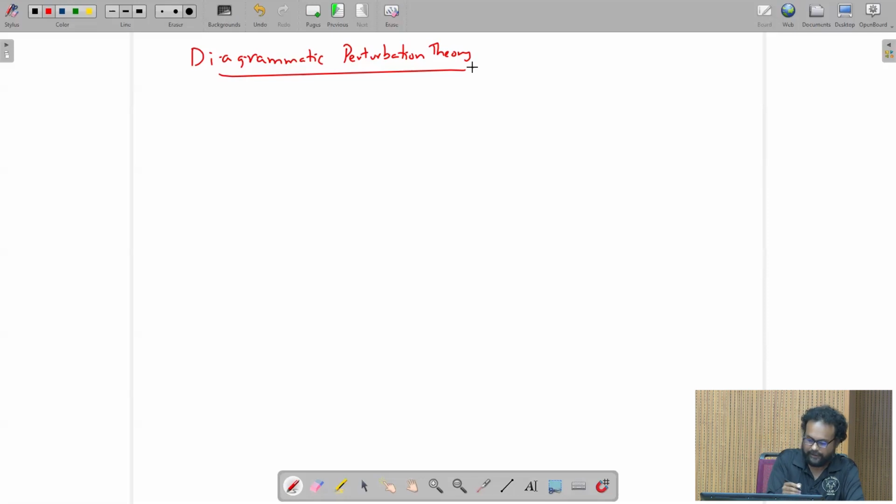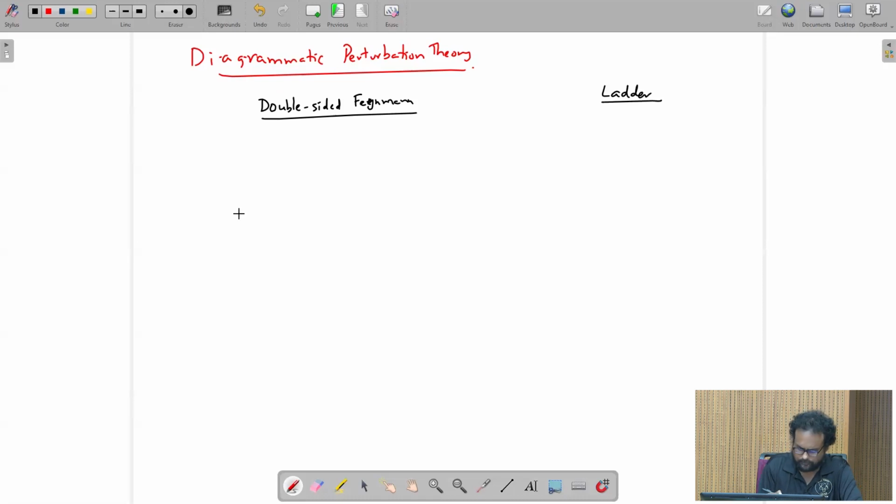So there are two ways of doing this. One is called double-sided Feynman diagrams. The other is called ladder diagrams. So how do you construct a double-sided Feynman diagram? First thing, draw two parallel lines. Basically, these represent the ket and bra sides of your density matrix.